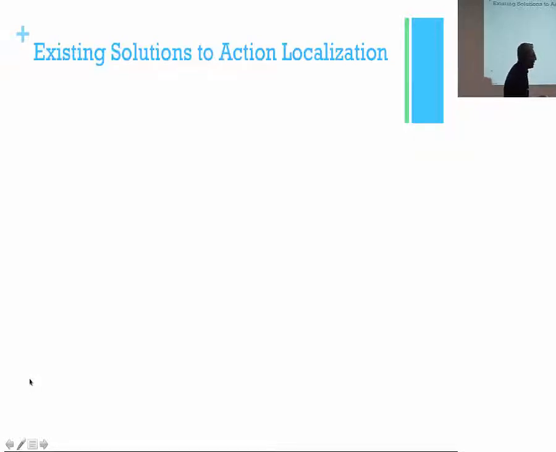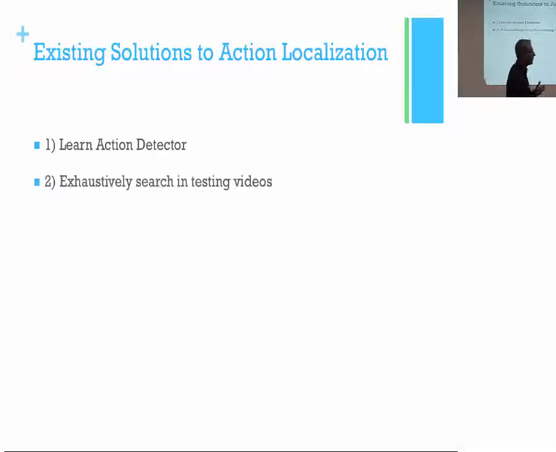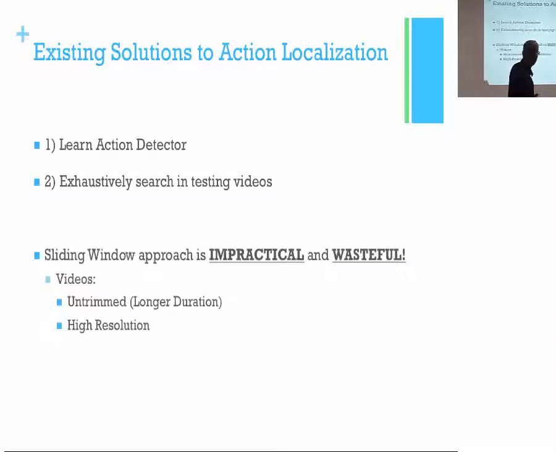Now, there are a lot of existing solutions to this problem. This has been going on for a while. But there are certain problems that haven't been exactly addressed yet. Generally, how this works is that people learn an action-specific detector, and when they're testing videos, they exhaustively search for that action in space and time. So they'll slide the window at multiple locations and scales to exactly localize the action. However, this kind of sliding approach is impractical and wasteful.